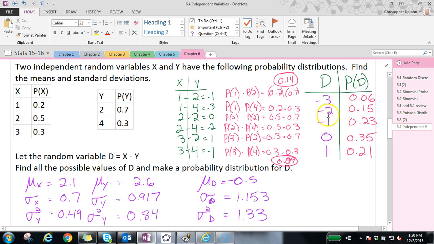Now if we want to find the mean of this new set, it's real simple. Because D is x minus y, we just subtract. 2.1 is the mean of x, 2.6 is the mean of y. So we subtract and we get negative 0.5 is the mean of D. Now we can't do the same thing for standard deviation because we can't subtract, we'd have a negative standard deviation, we can't have negative standard deviation.